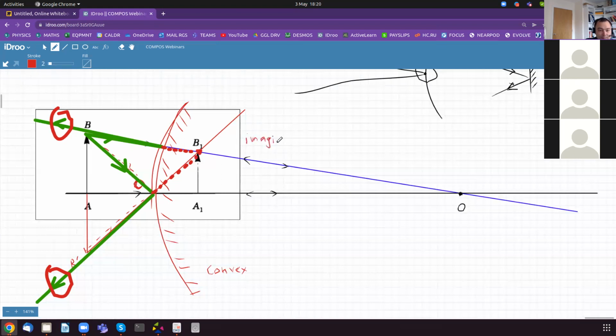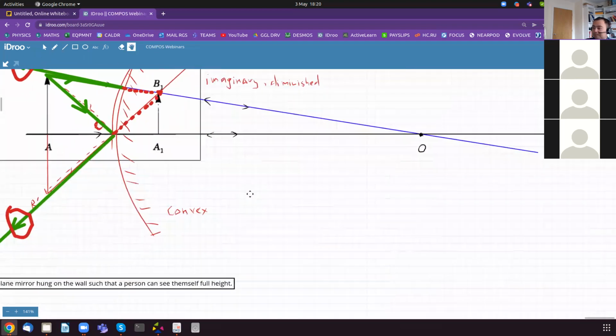Imaginary. Imaginary. And also, it's behind the mirror. It kind of makes sense. If the image is behind the mirror, it can't be a real image because there's nothing there. Light is not there. Imaginary, and it's diminished. So yeah, that's about it.